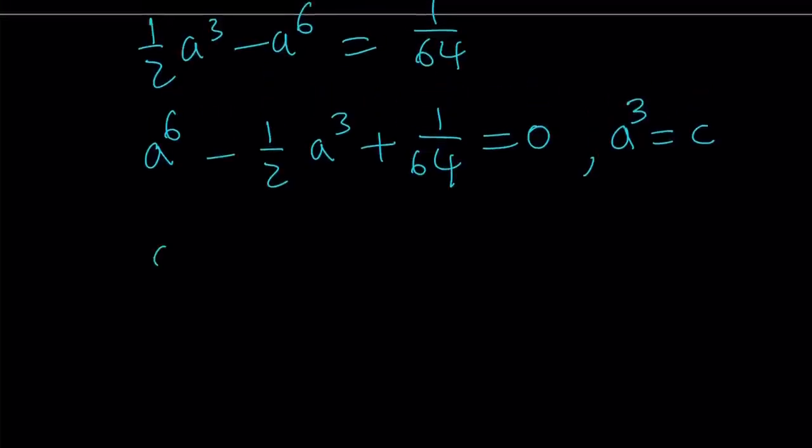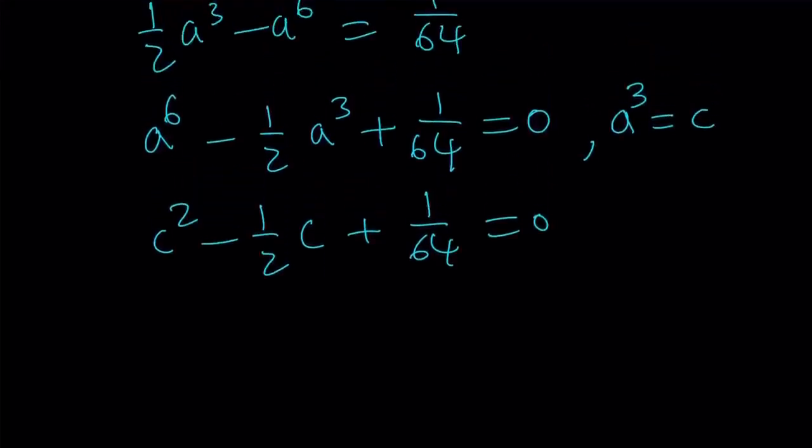So in this case, we get c squared minus 1/2 c plus 1 over 64 equals 0. And this is the quadratic I was talking about. Okay, so we're going to solve this quadratic. Very easy to solve by using the quadratic formula or completing the square. Or you can also use the Po-Shen Loh method, which I recently made a video on. You can also check that one out.